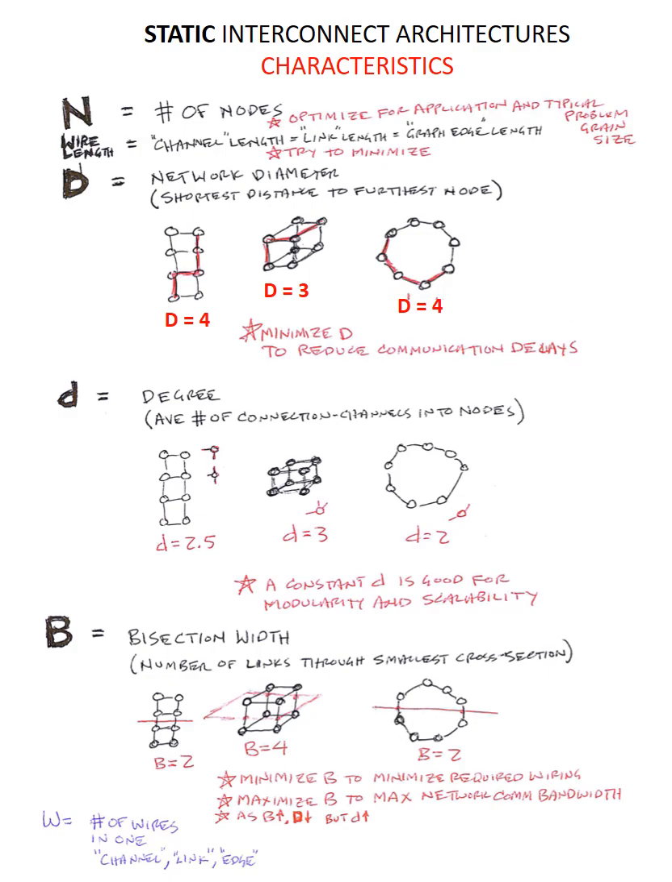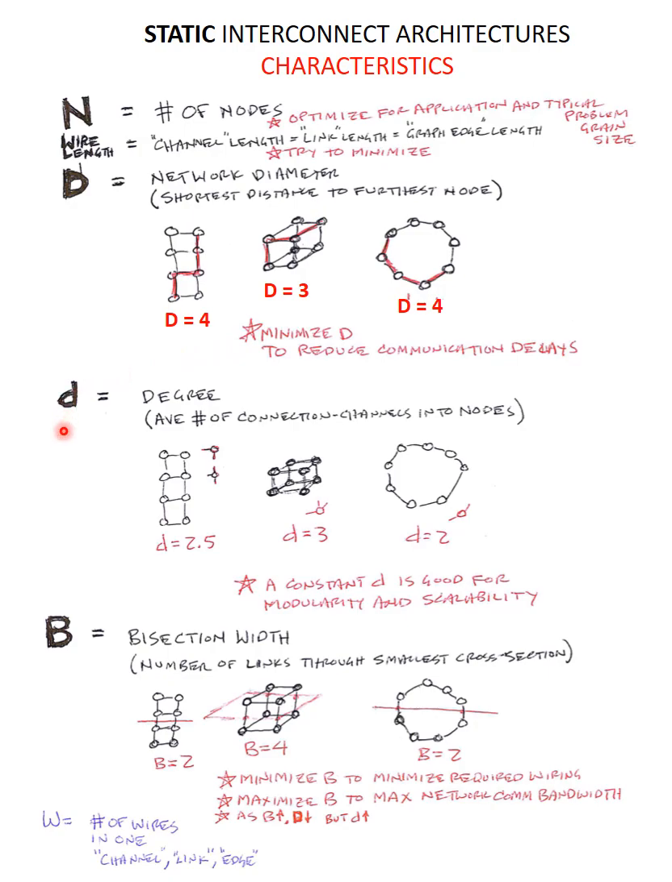Capital D is your network diameter, and that's the shortest distance to the furthest node. So here is D equals 4 in this architecture, D equals 3 in this architecture, and capital D equals 4 in this architecture. And we want to minimize the capital D to reduce communication delays.